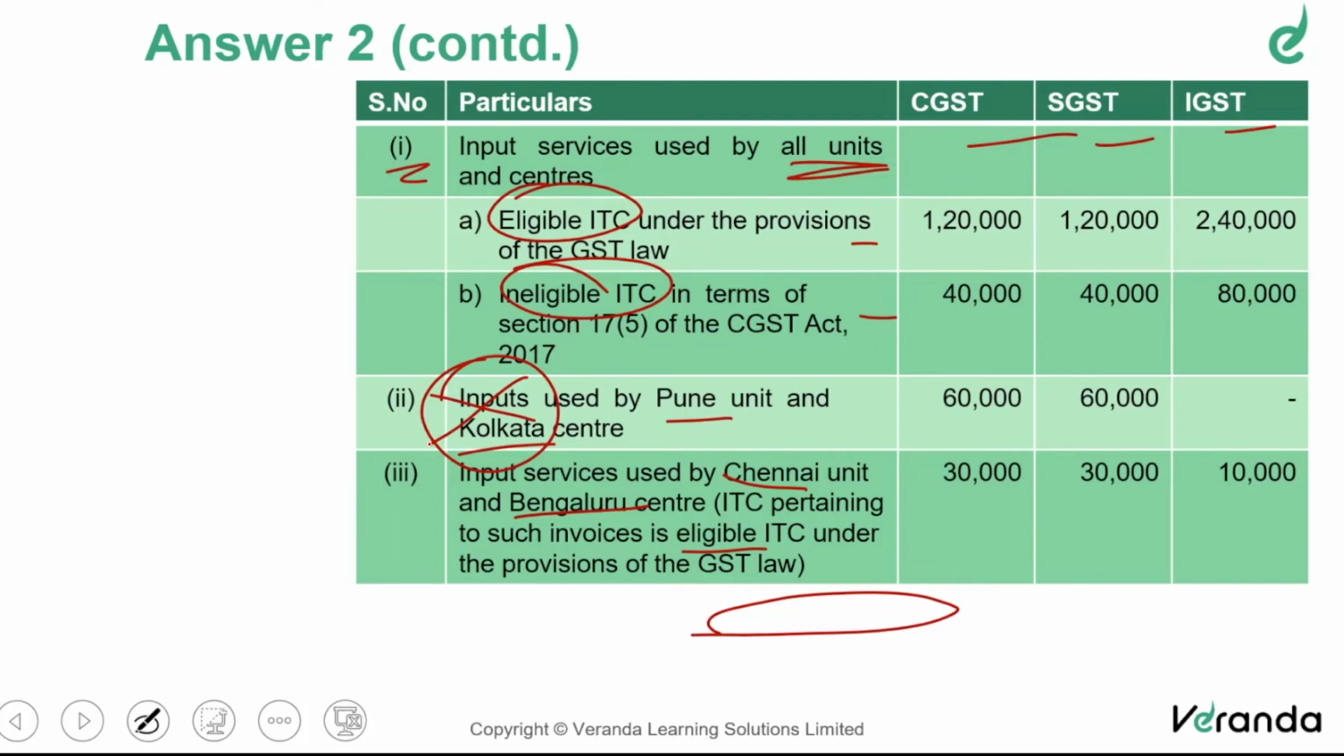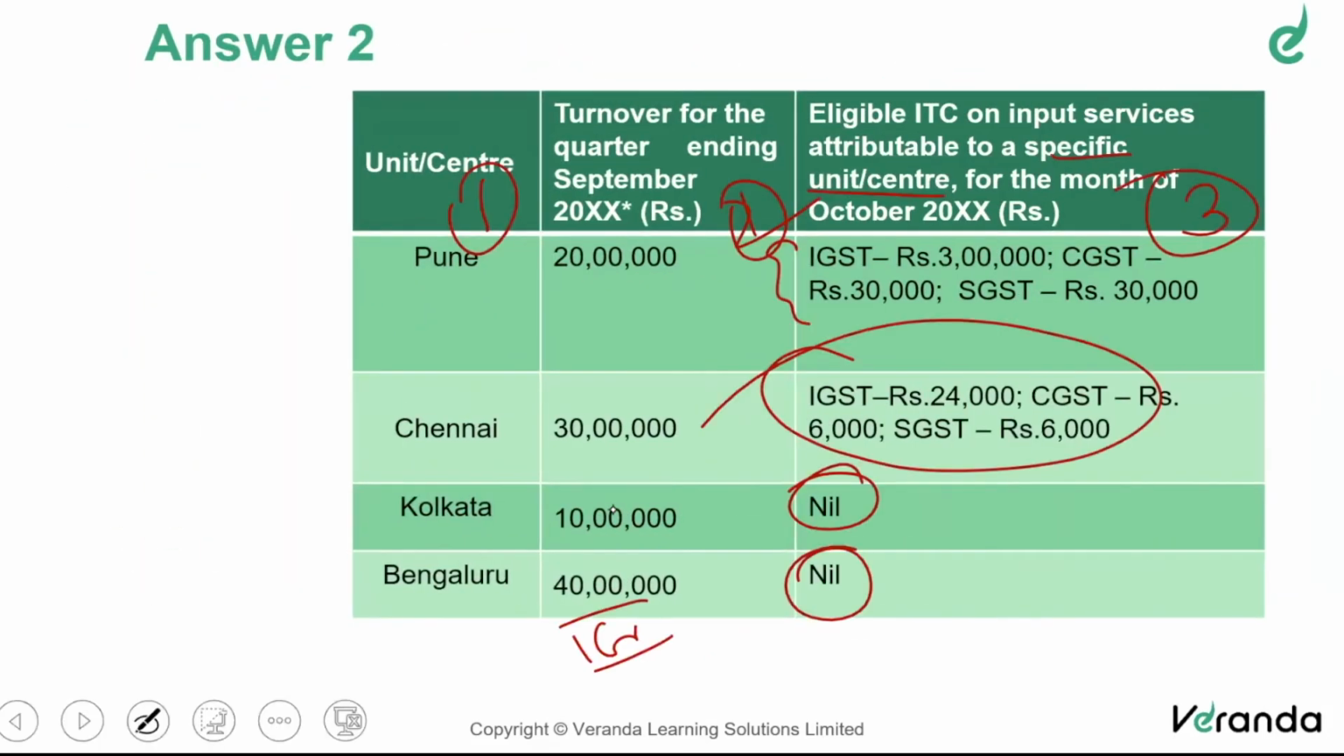1 and 3 are input services, good. Now 1 relates to all units, whereas 3 relates to just Chennai and Bengaluru. Now, what is the ratio of the turnover? If you see the last slide, to put it very simply, it is 2:3:1:4, correct? So we can say the total is 10 units. So 2/10, 3/10, 1/10, and 4/10. Can we use that ratio? Actually, 2 units are not there, Kolkata and Bangalore, so for Pune and Chennai we will consider a ratio of 5, 2/5 or 3/5.